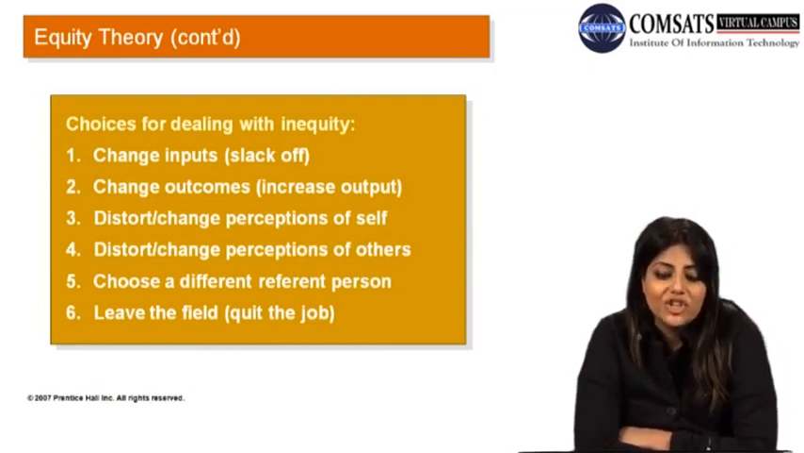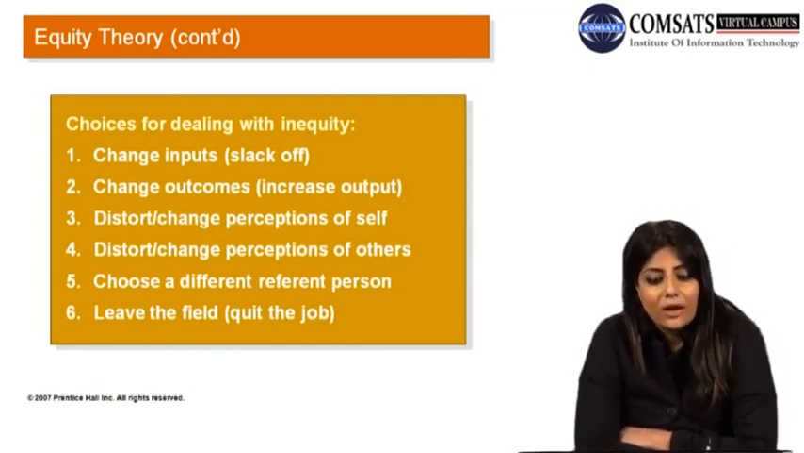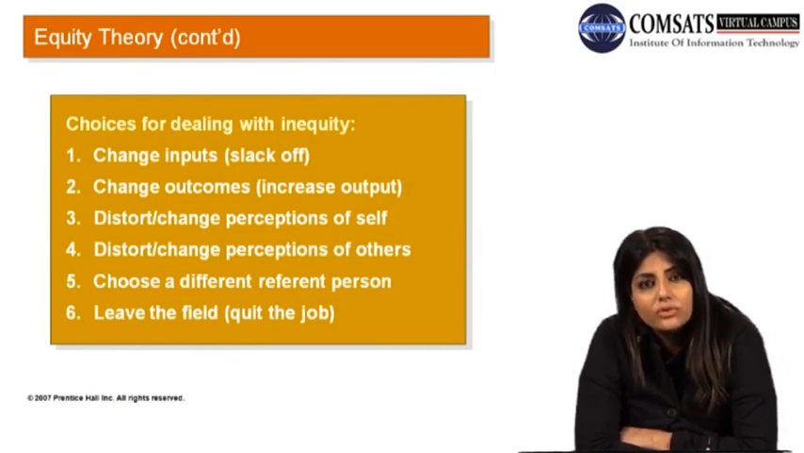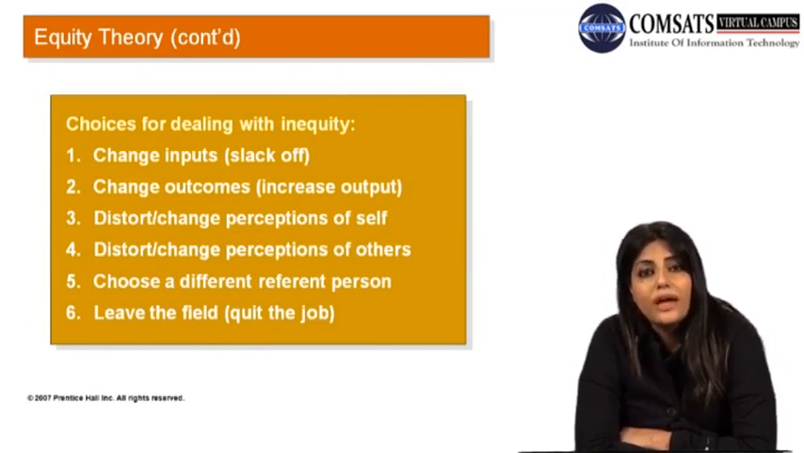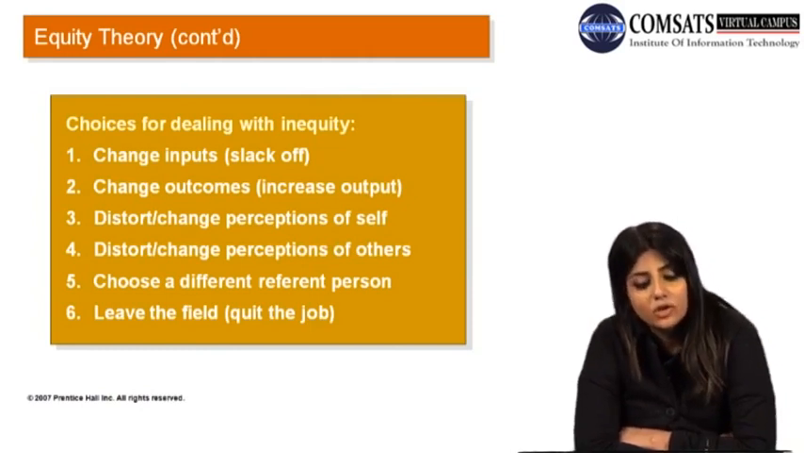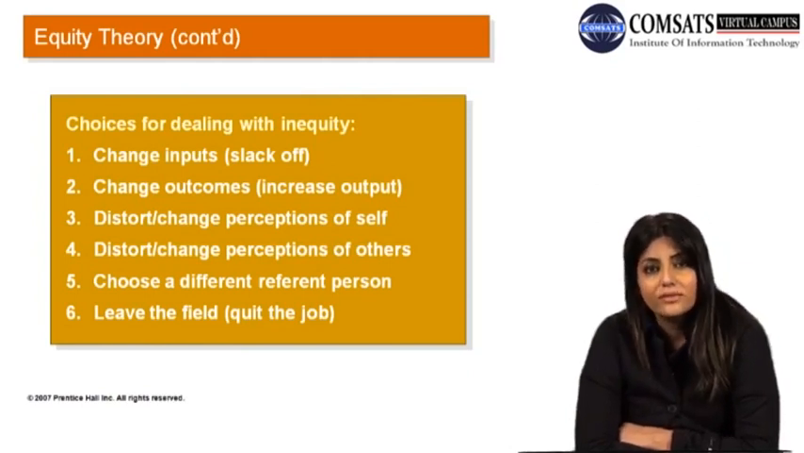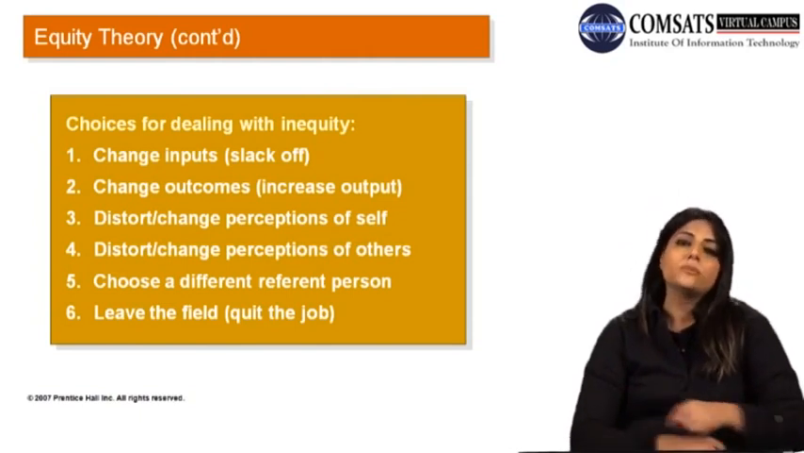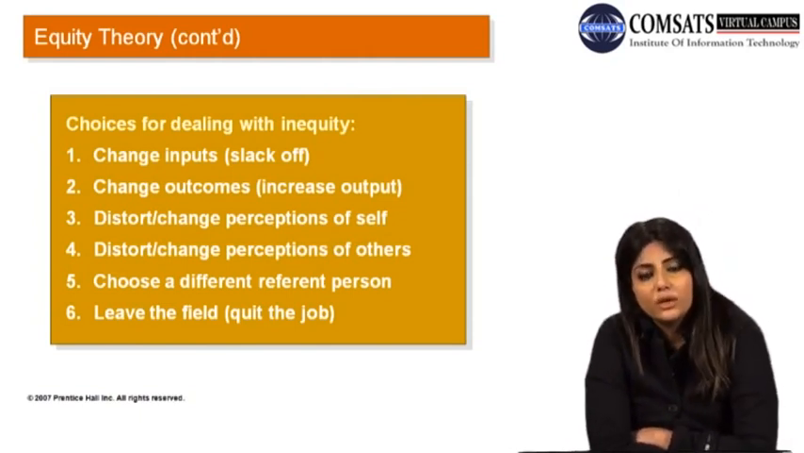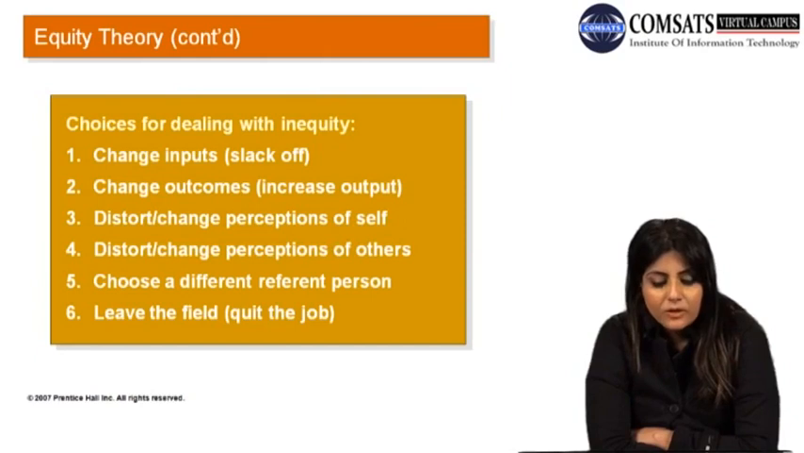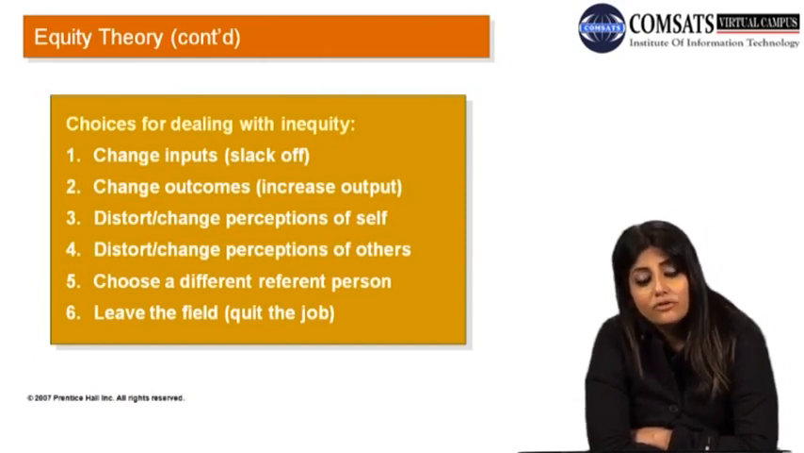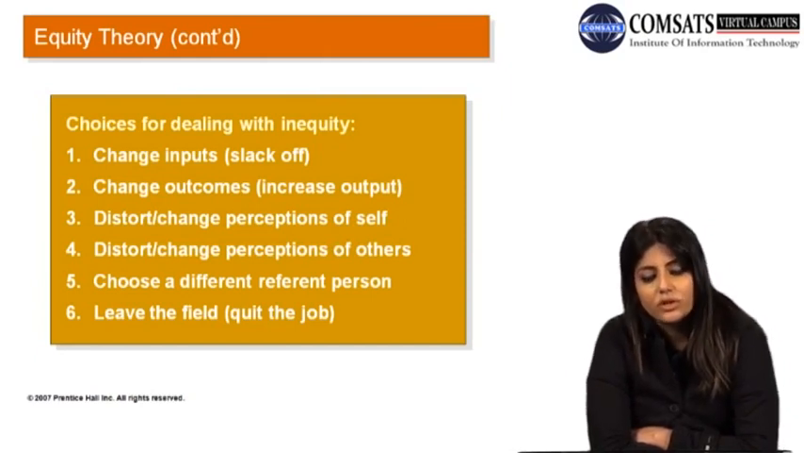The first one is the change in the inputs, that is they slack off, they just reduce the amount of effort that they were putting in the job. They reduce their inputs so that they try to achieve a better input-output ratio, and they try to achieve equity with that of the referent others. So that is one way of doing it. The other way of reaction, so this is what the individuals are doing, they are trying to react.